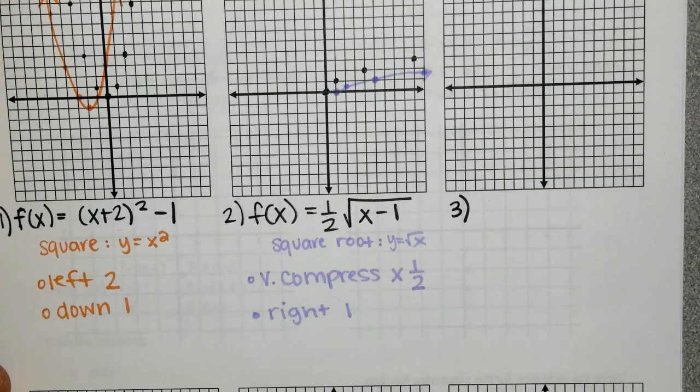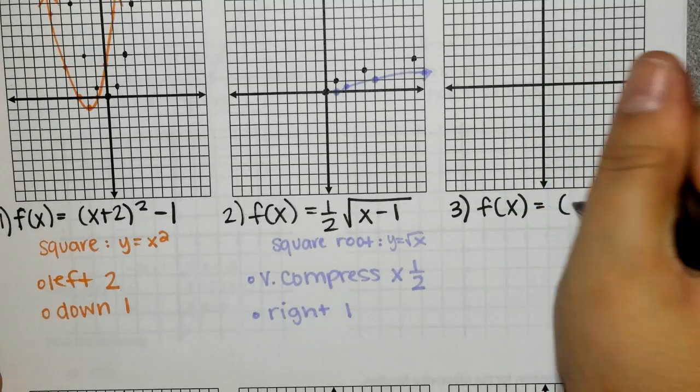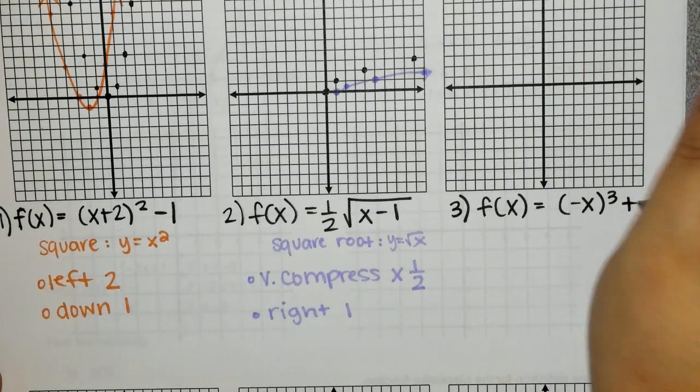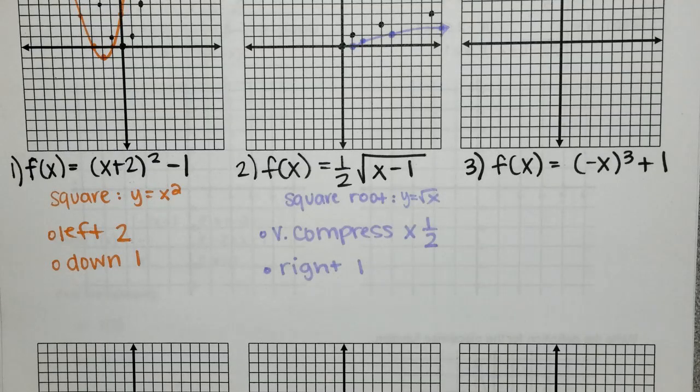What questions do I have? Can I move on? You do the next one on your own. I'm going to give you 3 minutes. Go. I got 3 more after that. It is f of x equals negative x cubed plus 1.